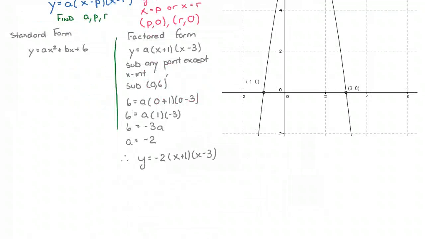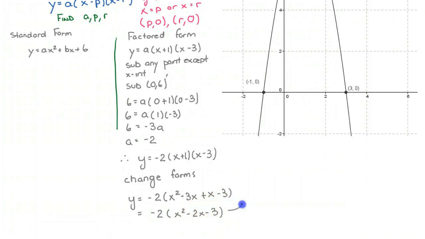The question says find the relationship that represents a given graph, so I'm actually done. But often what the question will say is find the relationship in standard form. What that means is I can do my work in factored form, and then I can change forms. I do that by expanding the brackets. We get x squared minus 3x plus x minus 3, so negative 2 bracket x squared minus 2x minus 3. Distribute the negative 2, and we get negative 2x squared plus 4x plus 6. So this is the relationship in standard form.